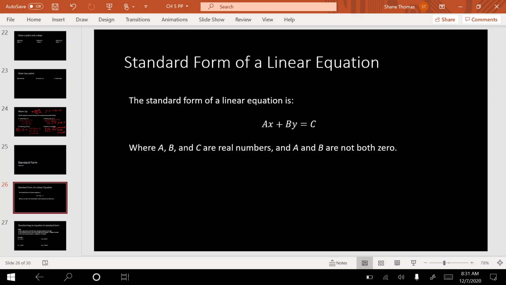All right, so standard form is this. Standard form of a linear equation is ax plus by equals c, where a, b, and c are real numbers, and a and b are not both zero. If they would both be zero, then you don't have any variables, and it would just be 0 equals a number, which is a false statement.